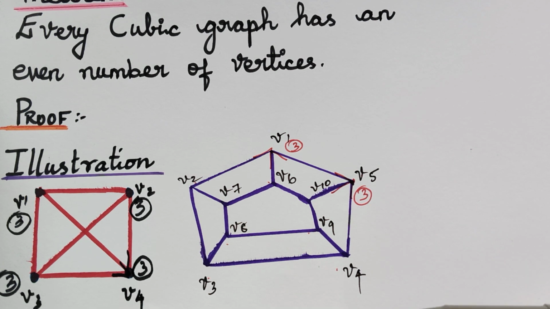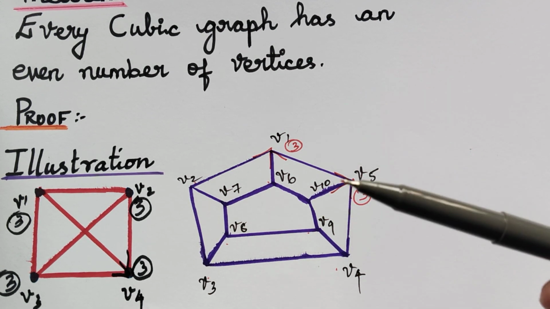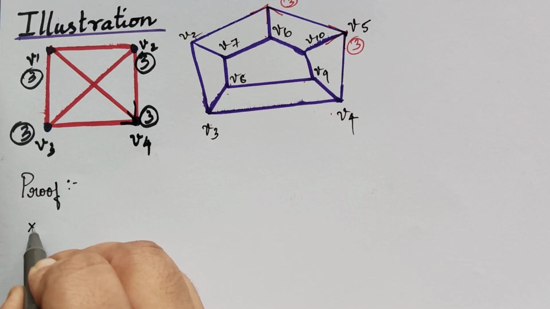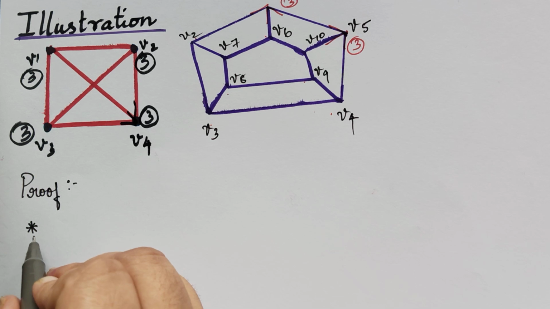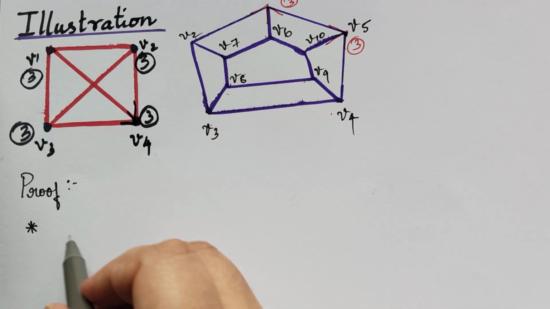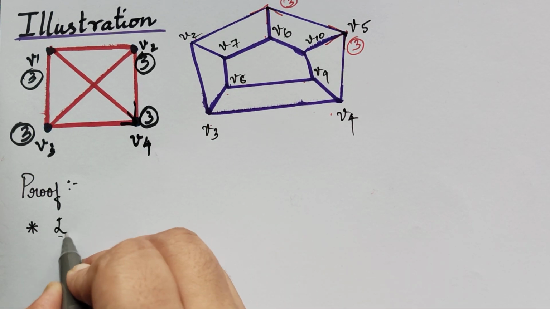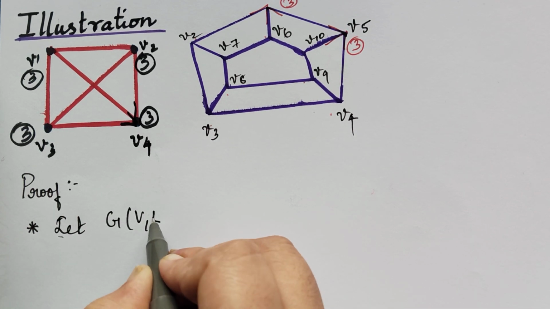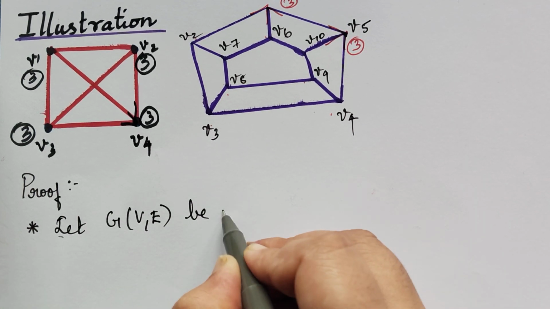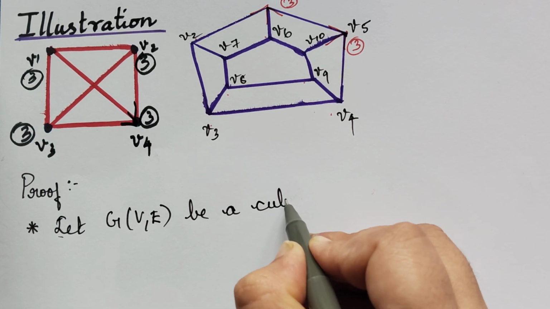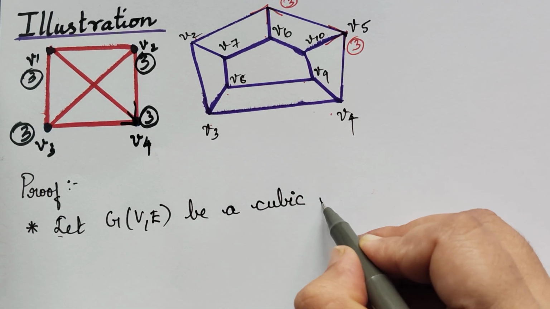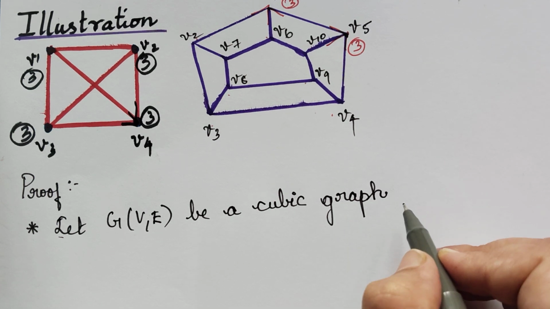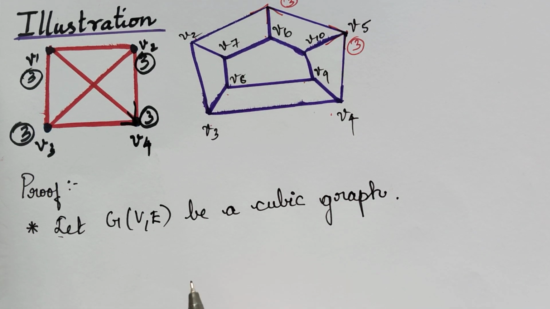Now we shall proceed with the theoretical proof of this theorem. The first step will be as usual, that is, we have to consider a graph G. And since we are considering a cubic graph over here, let us write it as: let G(V, E) be a cubic graph. Usually we will take let G(V, E) be a graph, but since we are concerned about cubic graphs in this theorem, we are taking G(V, E) as a cubic graph.